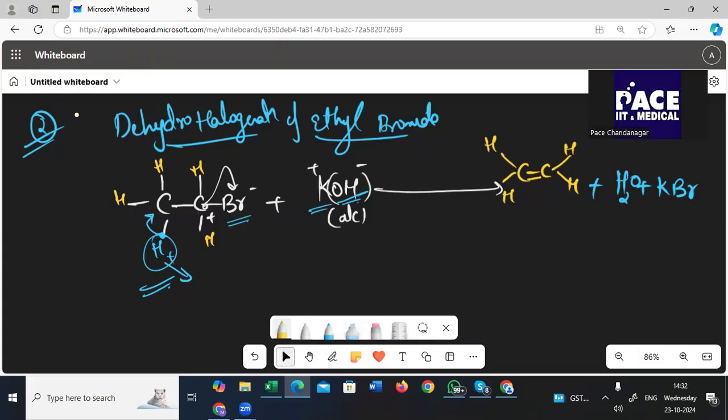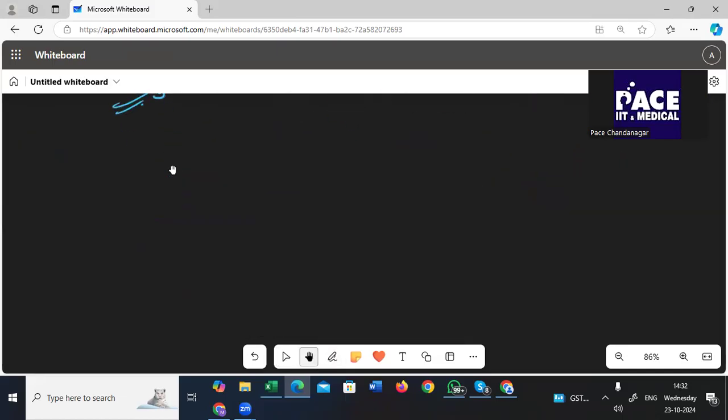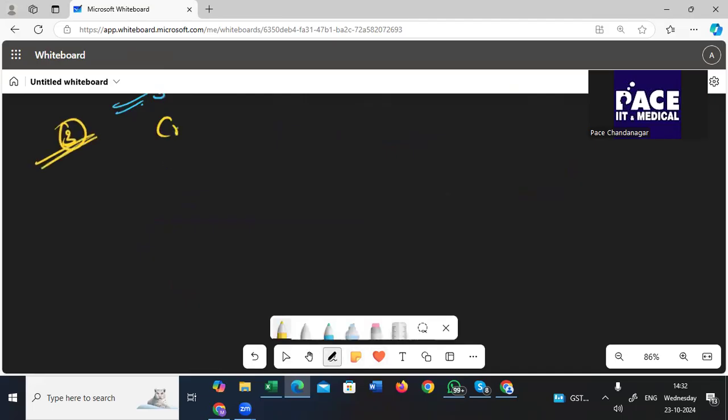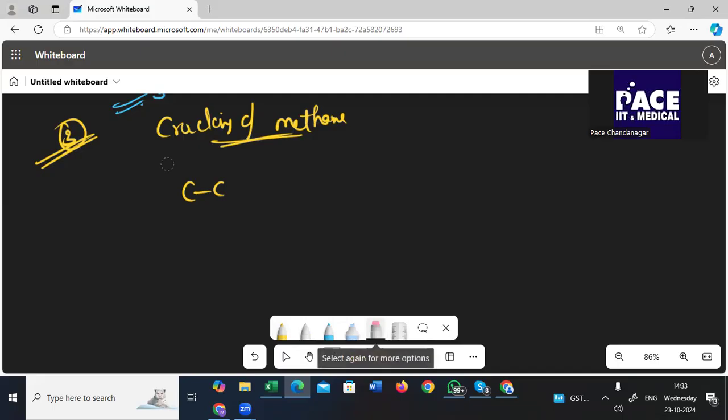Then, cracking of methane. How do you do that? This is called cracking of methane. Preparation number 3, cracking of methane. Cracking of ethane turns to your ethene.